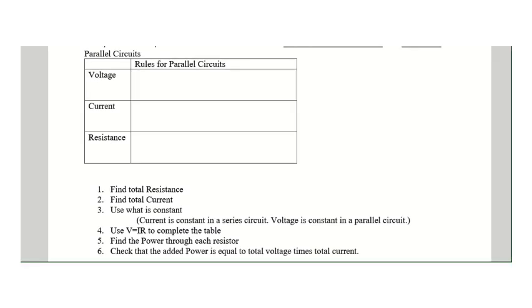We're now going to introduce parallel circuits. Something is considered a parallel circuit whenever the current has a choice to go through one object or one resistor or another. Let's begin by going over the rules for parallel circuits. First rule is for voltage. Voltage in a parallel circuit is constant.